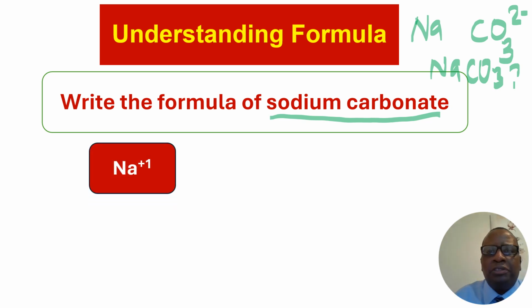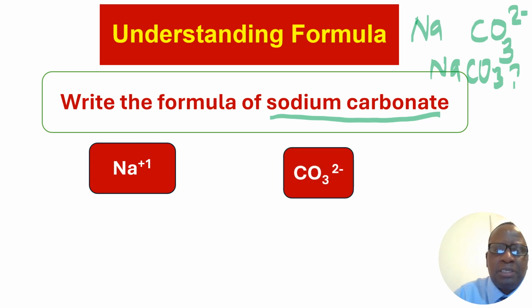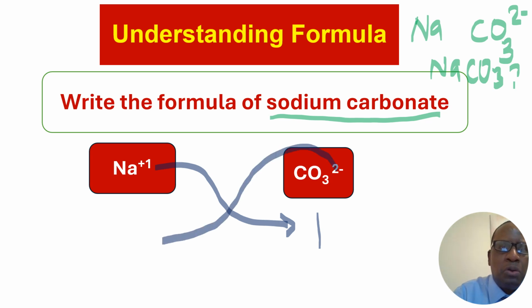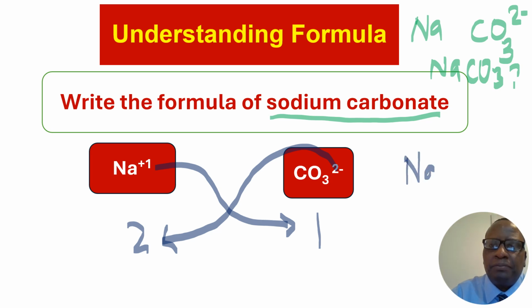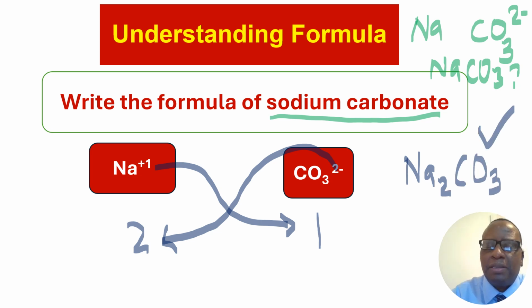If you're lucky enough to be given the ions of sodium and carbonate, the story becomes easy. What you just do is this one goes there and this two goes there. So how many sodiums do I have now? I have got 2 sodiums and 1 carbonate. Good.